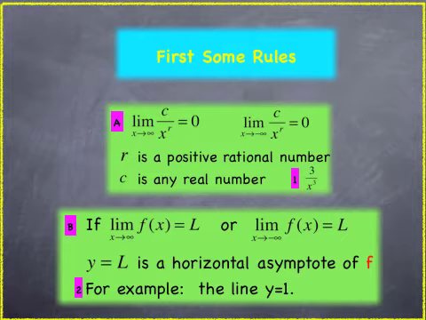Think about if you had 3/10ths and then 3/1000ths and then 3/1,000,000ths, that fraction is getting very, very small and the limit will be 0. So that's essentially what we're saying.